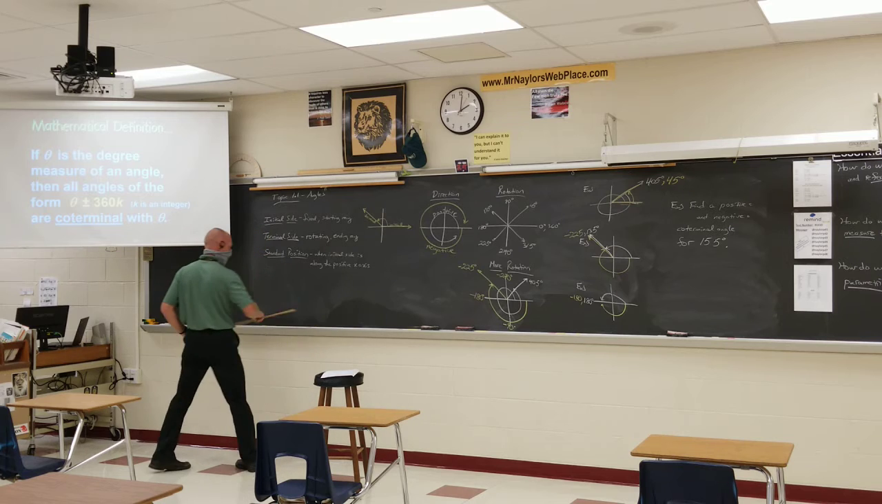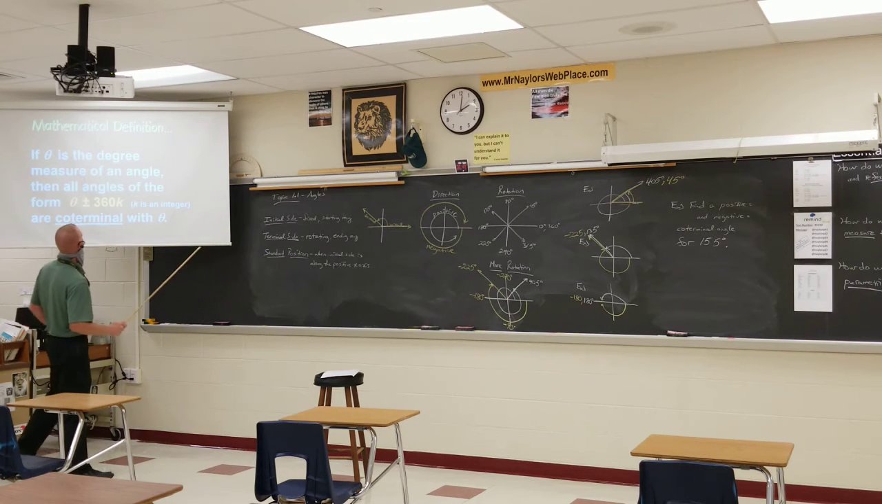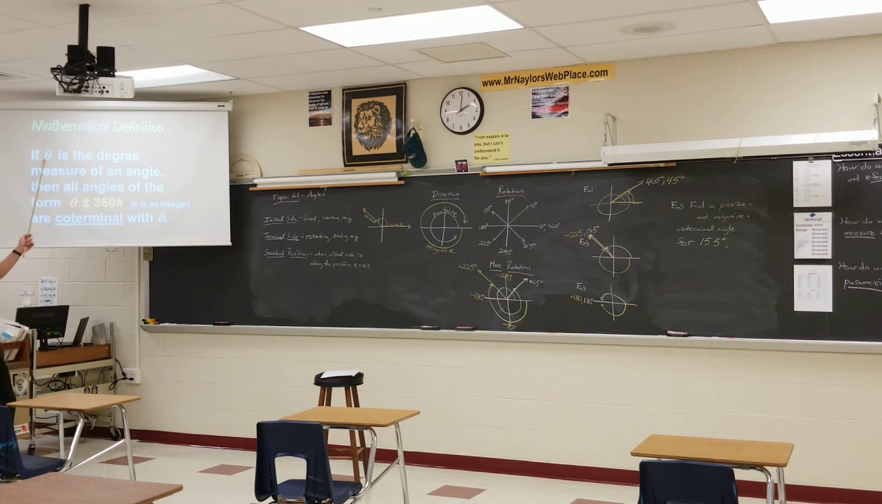Now take a look at this definition. It's a little bit fancier. First of all, we have a variable in here that stands for an angle. We call it theta. It's not the Pepsi sign. That's theta. It's a Greek letter, and it would be like the angle or the degree measure. So if we have theta, then all angles of the form theta plus or minus 360K.